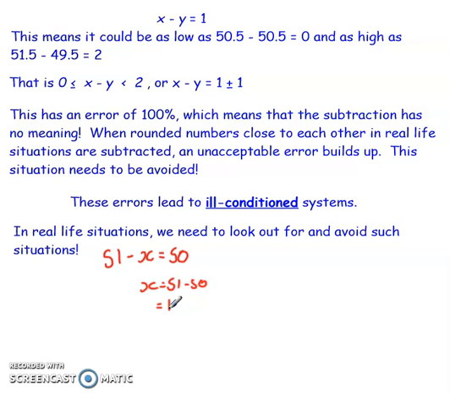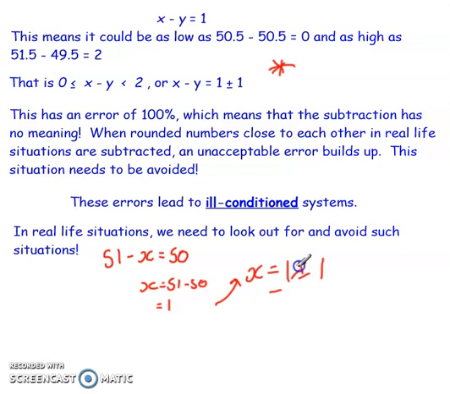But this is exactly the same situation as here. This is that exact same situation. So what that means is x is technically 1 plus or minus 1, and that introduces a 100% error within our system. What that means is no useful result can be gained from this equation.